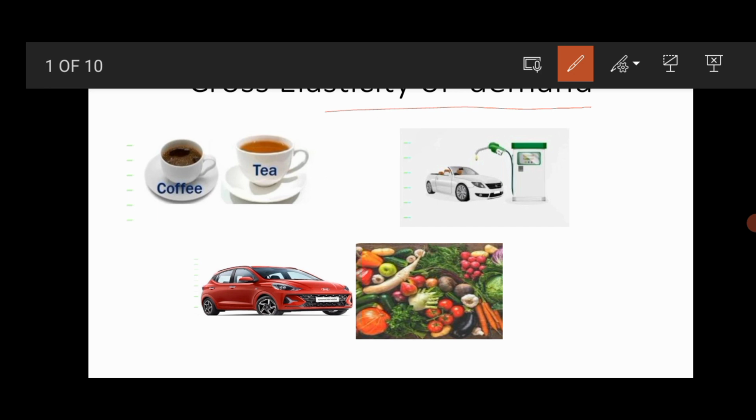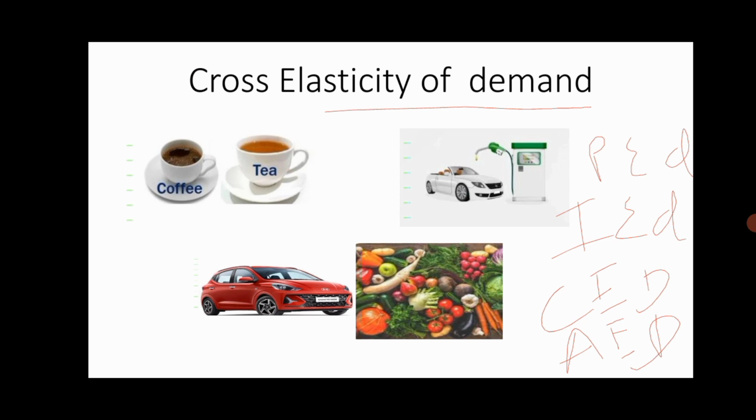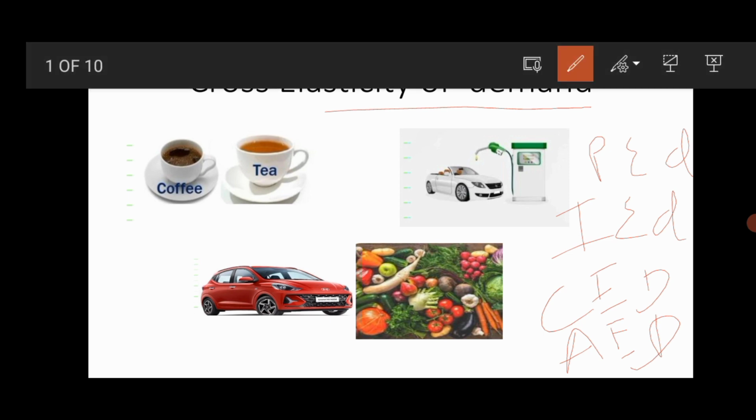And we have already seen that under elasticity of demand there are mainly three or four kinds. One is price elasticity of demand, another is income elasticity of demand, cross elasticity of demand, and advertisement elasticity of demand. In that, one type is cross elasticity of demand. When it comes to cross elasticity of demand, we have three kinds of classifications: substitute goods, complementary goods, and unrelated goods.